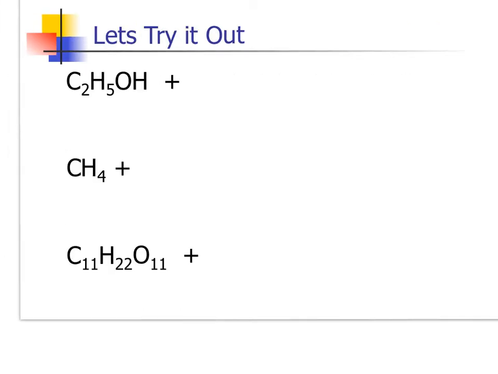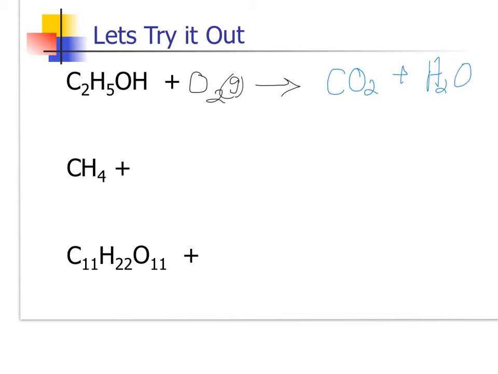So let's try it out. We're going to have some ethanol here, and if I'm going to burn ethanol, I'm going to need oxygen gas, and the two compounds that I have as products are going to be carbon dioxide and water. Now, as we see, this reaction is not balanced. One of the tricks that I'll give you is that you should balance oxygen in these reactions last. Make sure that oxygen is done last.